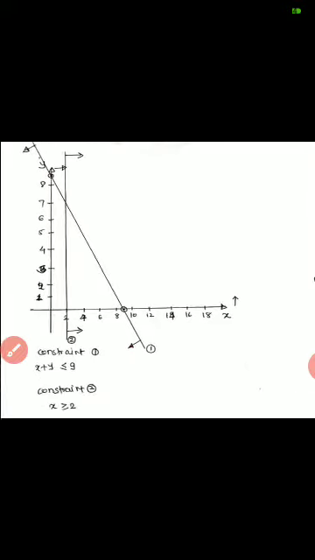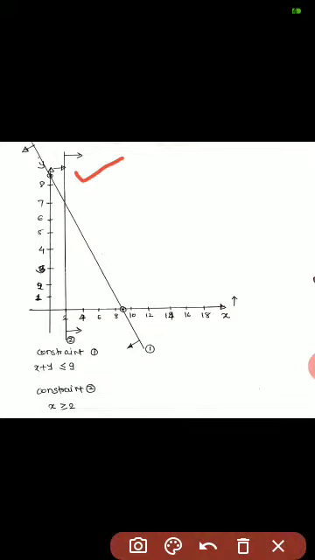That means we have to consider the lower portion of this particular line, not the upward portion. This portion we have to ignore, and this lower portion we have to consider. So this is for constraint 1. Similarly we have to do it for constraint 2.